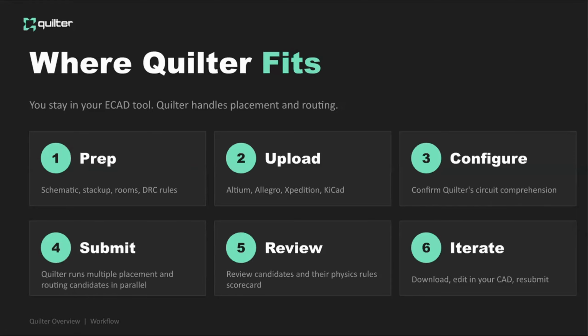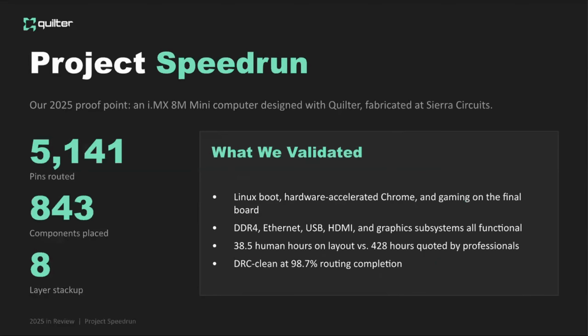What we do is we ask you to prep your design in your existing CAD tool, whether you're using Altium, Cadence, or Expedition. Get it ready with information like what the stack up is, what the outline of the board is, where your connectors go, things like that. Give it to us, give us some configuration in terms of information about the circuit you're working with, what kind of currents, voltages, and so forth, and then Quilter will generate a bunch of candidates for you to review and then ultimately iterate and help you get to your layout faster. That's what we're here to do.